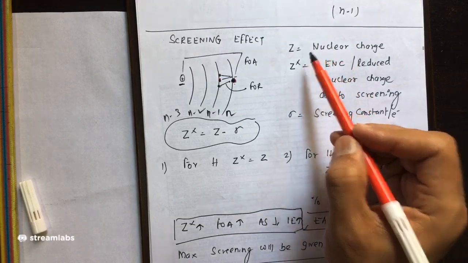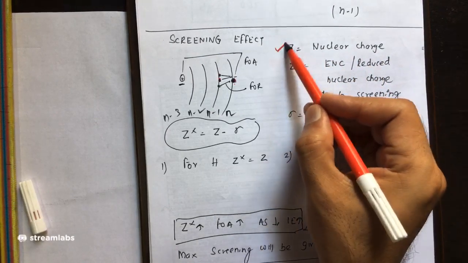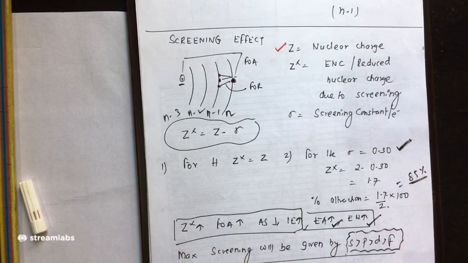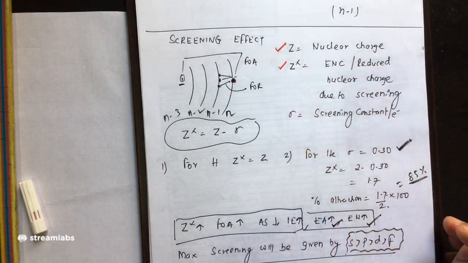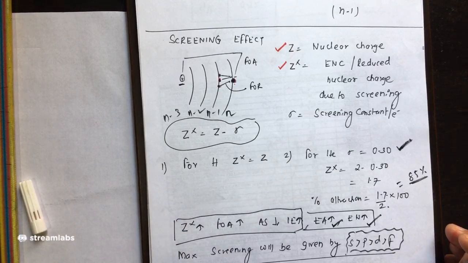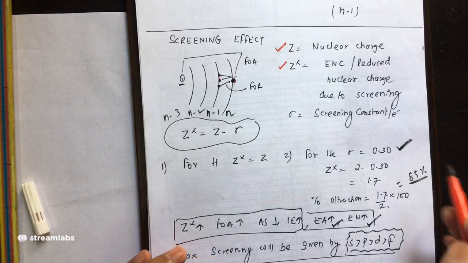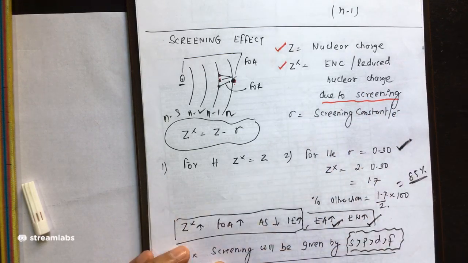So the actual amount of charge, this is Z, which is called the nuclear charge, which you expect. And the one which is actual is called the effective nuclear charge. Effective nuclear charge is also called the reduced nuclear charge, and that reduced nuclear charge is due to the screening effect. So that is the screening effect which I have told you right now.